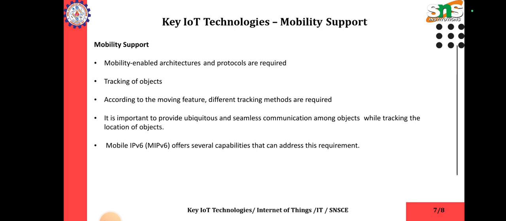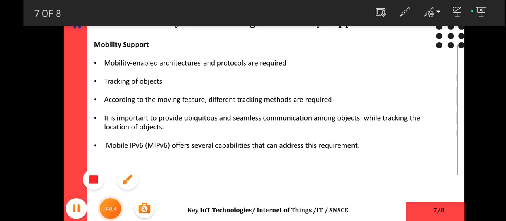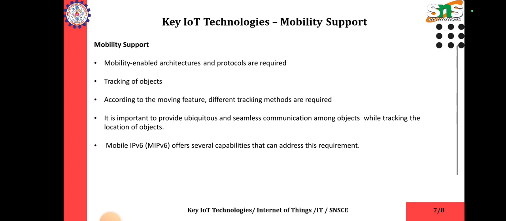Finally, mobile IPv6, that is IPv6, offers several capabilities that can address this requirement. In this case, mobility support will be used. Mobility support is used nowadays everywhere. Whenever we need to track an object in any case, or track a person or a device, we use this mobility support.